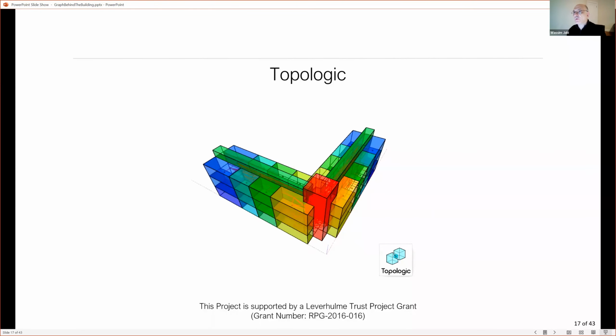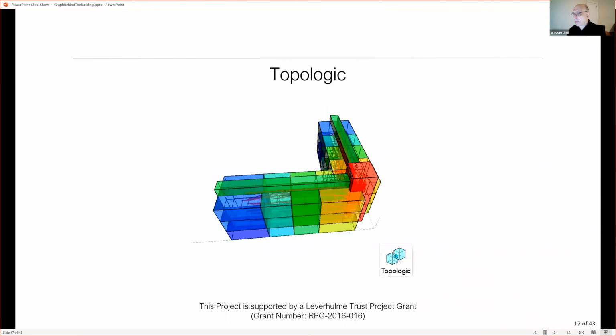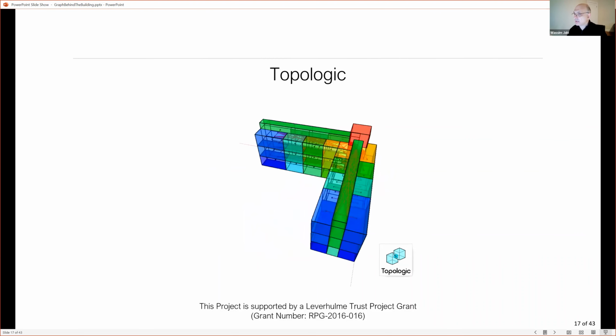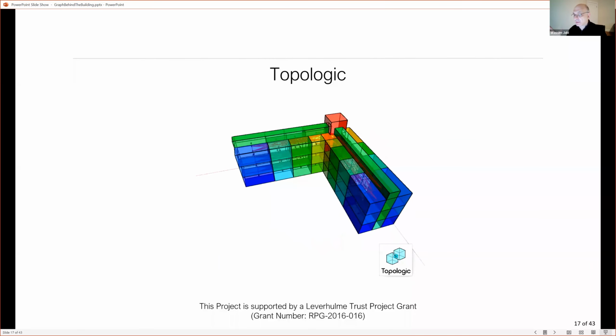I have to stop here for 1 second and tell you that Topologic is a very large piece of software. It's been going on for 3 years. It was funded by the Leverhulme.